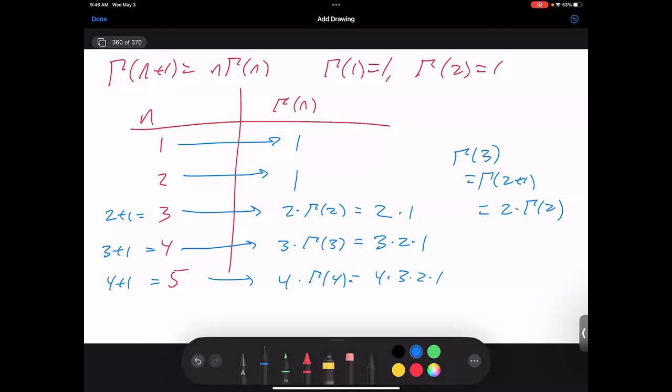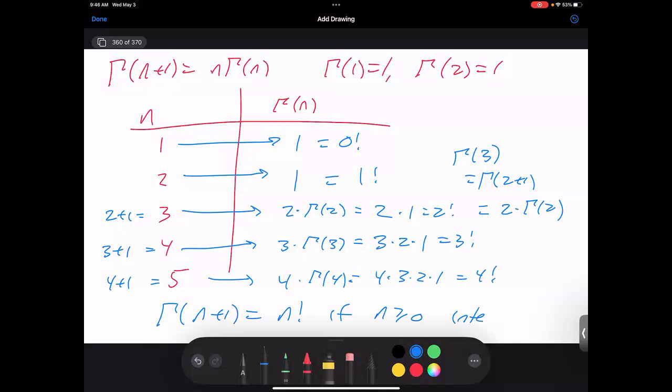This is 4 factorial, 3 factorial, 2 factorial, 1 factorial, 0 factorial. Gamma of n plus 1 is n factorial if n greater than or equal to 0 is an integer. This function actually generalizes the factorial function. It is incredibly useful that we can actually write the factorial function as an integral. This allows us to very easily approximate how big the factorial function is growing.